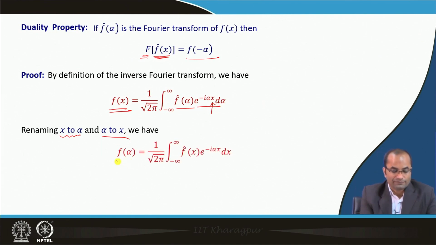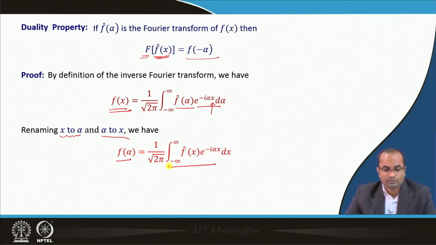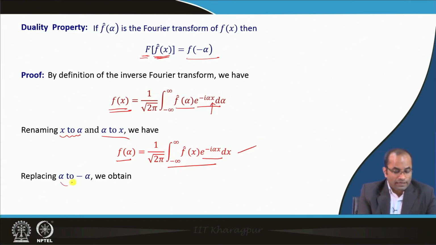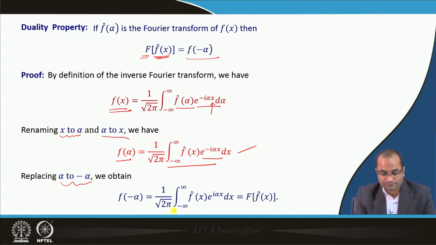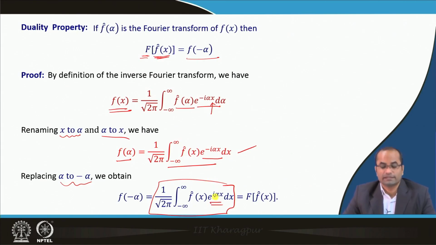So, we have here f(α) = 1/√(2π) ∫ from −∞ to +∞ of f̂(x) e^(−iαx) dx. And now, we just replace this α by −α. So, we have now the definition of the Fourier transform, because in the Fourier transform we are taking the positive sign there, e^(iαx), we have f̂(x). So, this is the Fourier transform of this f̂(x).